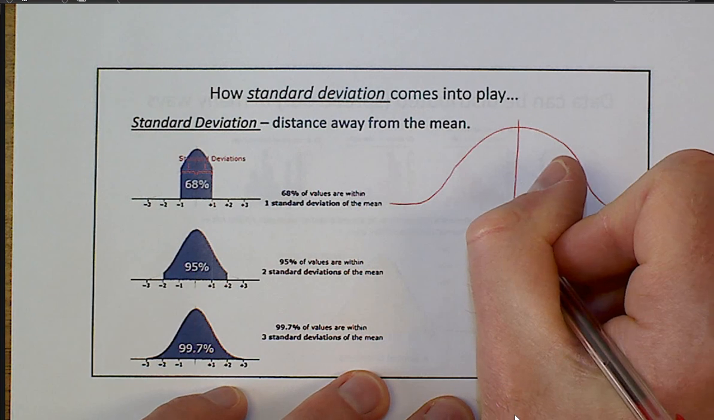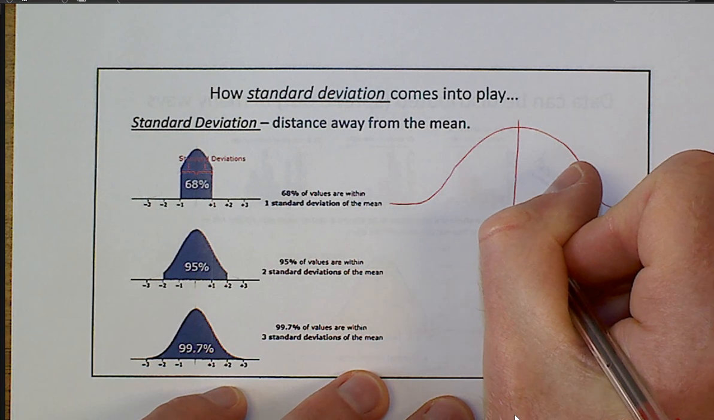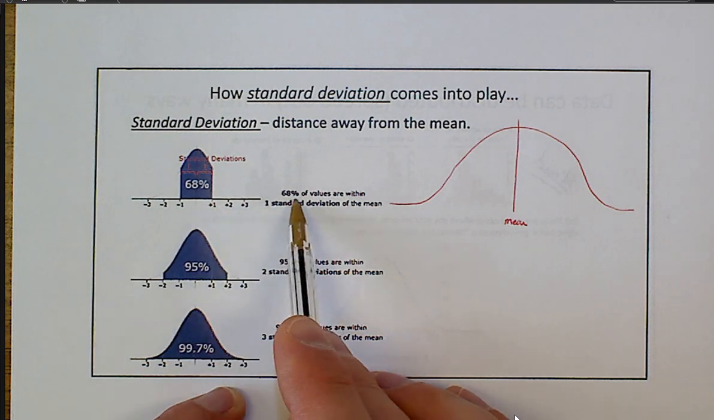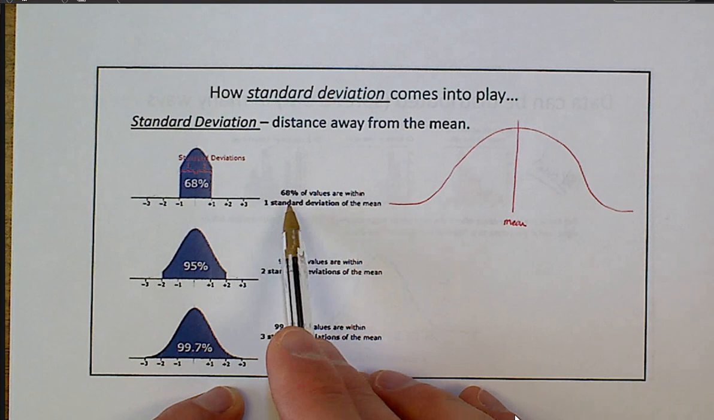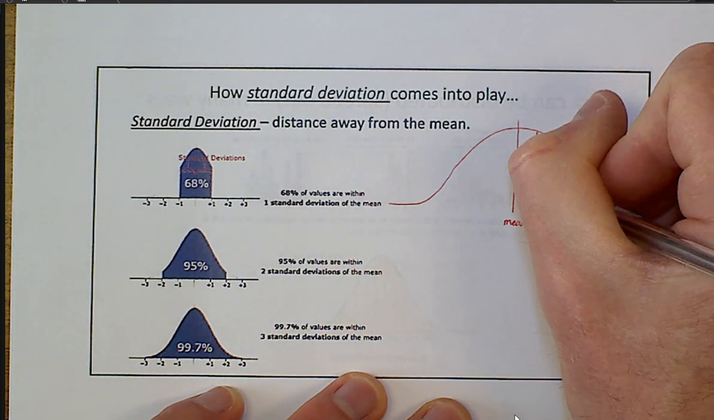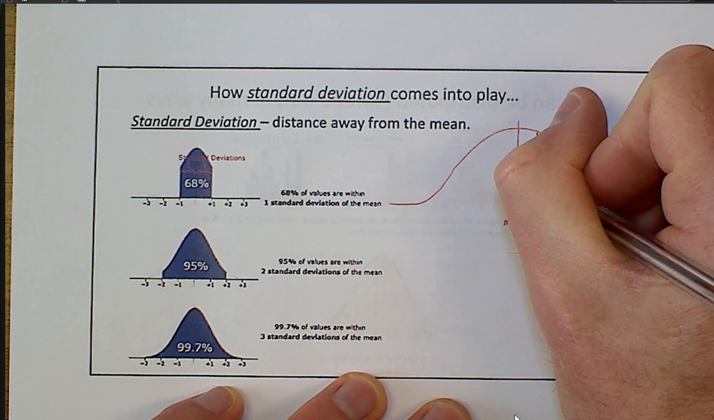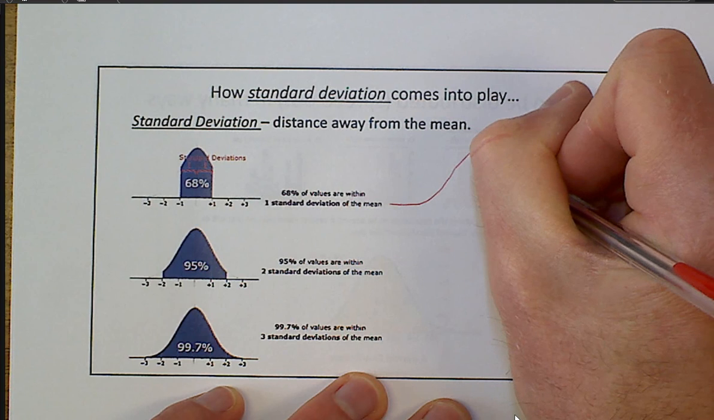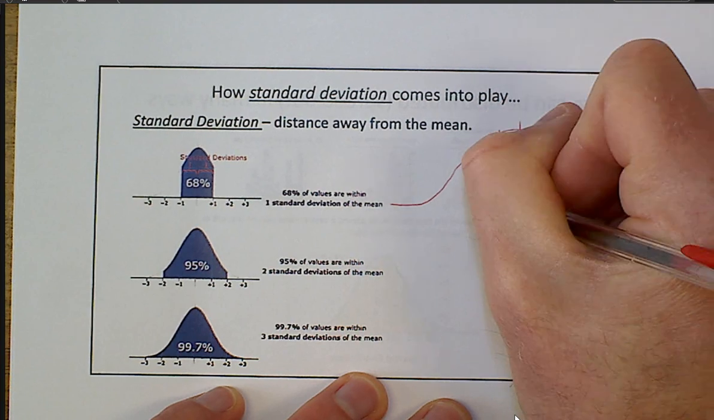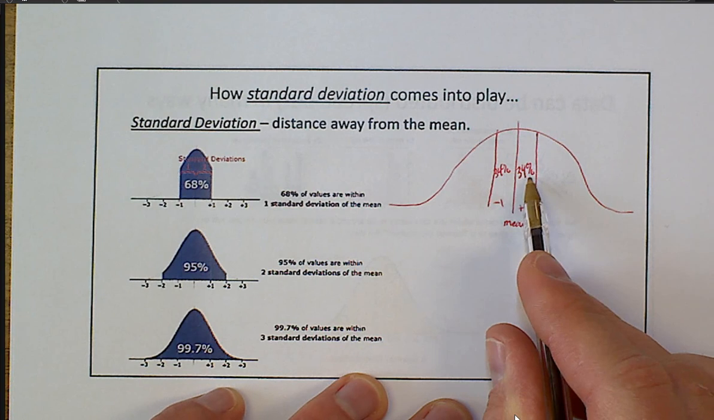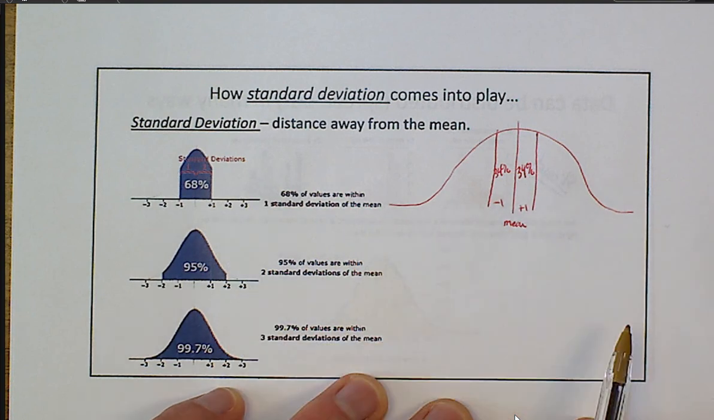So remember, this is the mean. As you see the +1 here and the -1, that means one standard deviation. 68% of values are always within one standard deviation of the mean. So that means 34% is the +1, 34% is the -1. So one standard deviation greater than the mean is 34%. 34% and 34% make up your 68%. Okay.